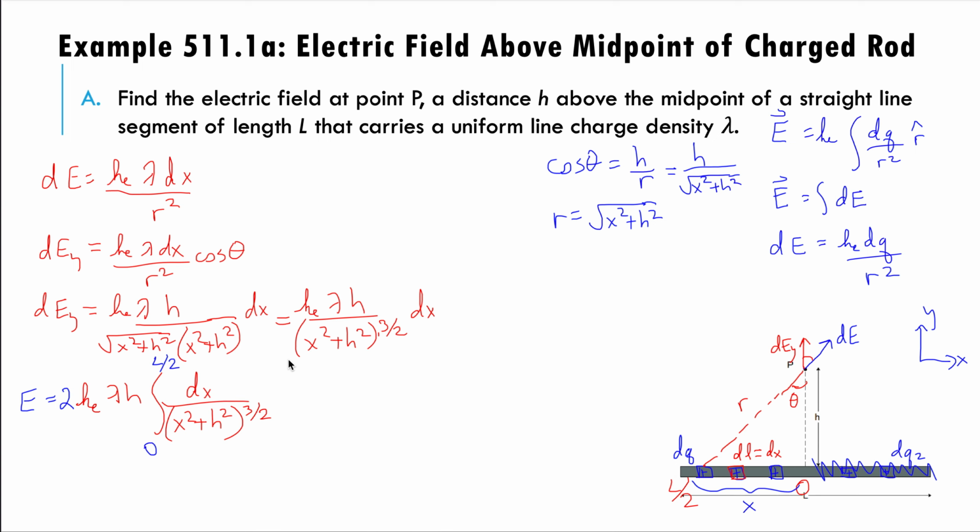Okay, so how do we integrate this? This is a more complicated integral that would require a substitution using the secant squared function, but hopefully you have an integral table or software that can perform this integral for you. And you will see, if you use this integral table, that this integral is equal to x over h squared times the square root of x squared plus h squared. We're going to integrate from 0 to L over 2.